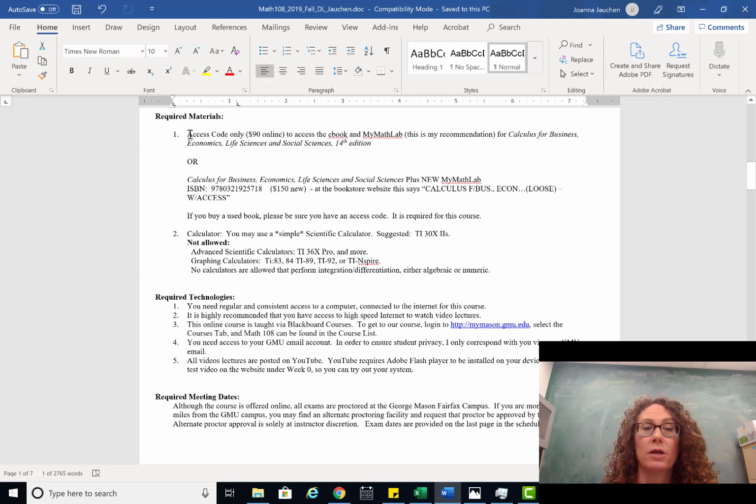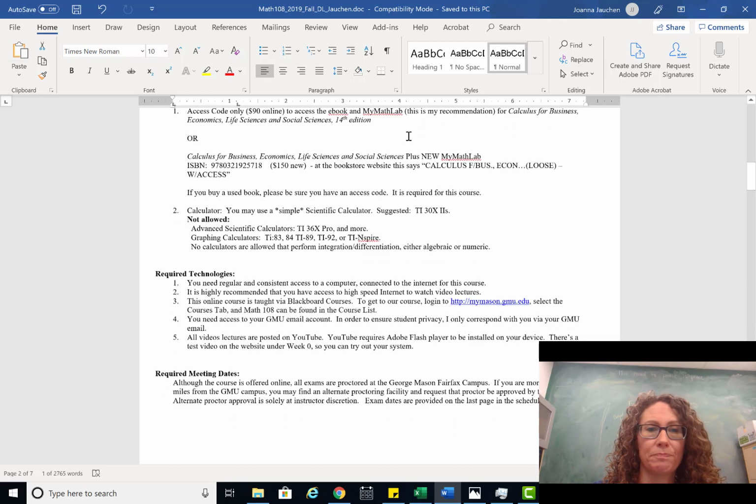For this course, if you go to the bookstore, what I recommend is that students just buy the access code. Unless you really like to read a math book, the access code has an ebook with it, so you can just use that. It should be $90, and you can get it through the bookstore through my Math Lab link on Blackboard.